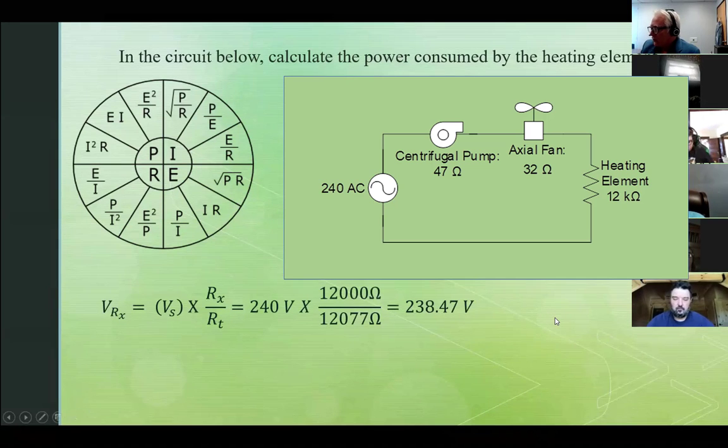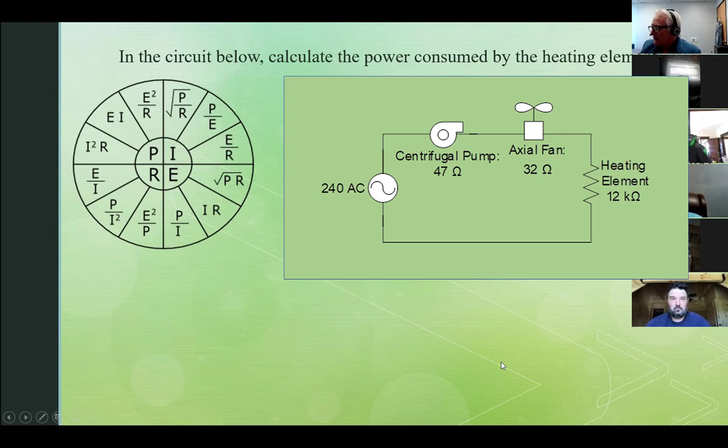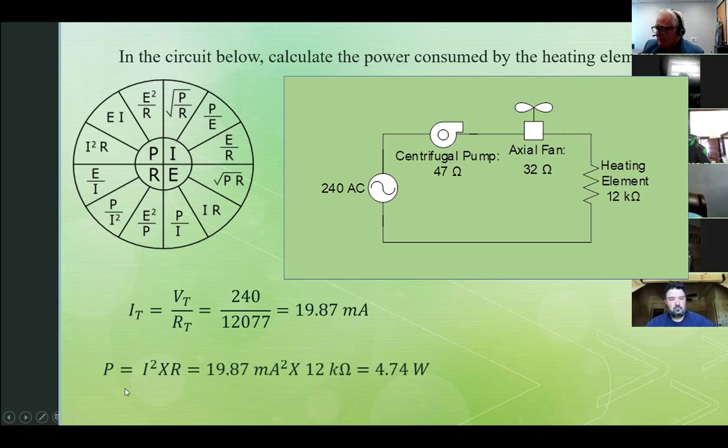And now we have that voltage. I can use the V squared divided by R, and I get 4.74 watts. I could have calculated up the total resistance, divided it into the voltage, and got the current, and then used the I squared times R to get the same thing. So again, you use the method that comes to you first, the one that you're most comfortable with, and that's the right one to use.